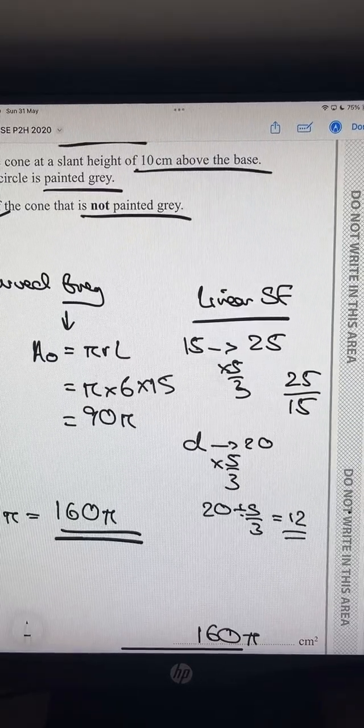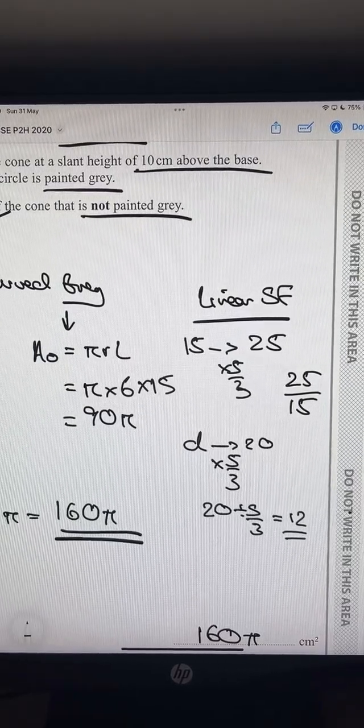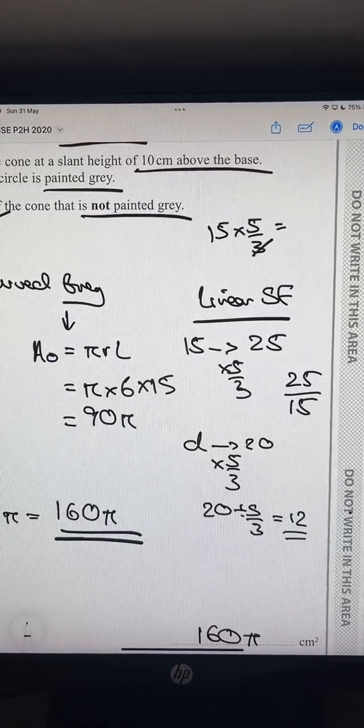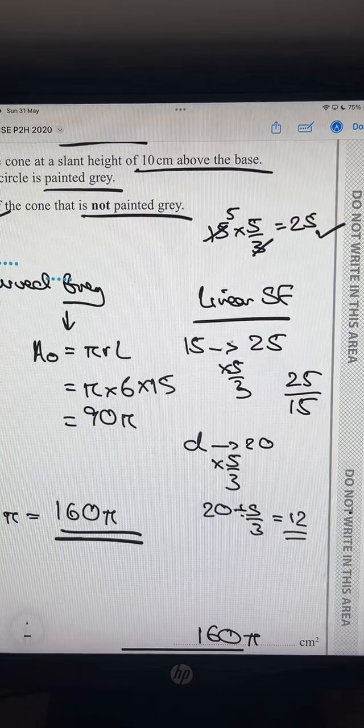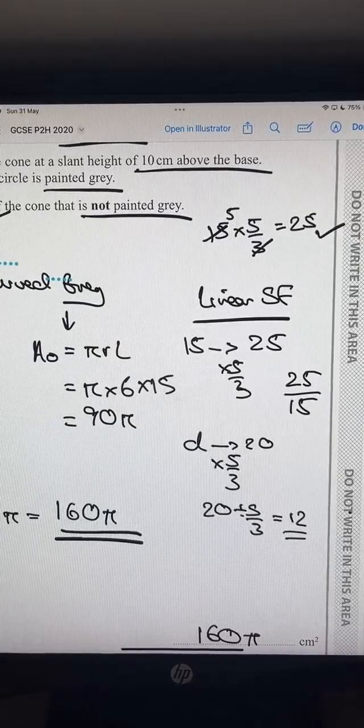So I know I'm multiplying 15 by 5/3 to get 25. And I'll just do a little check. 15 times 5/3, I should get 25, and I do. So there, my scale factor clearly works out. So to go from this way to this way, I multiply by 5/3. So to go backwards, I do the inverse. I divide by 5/3.